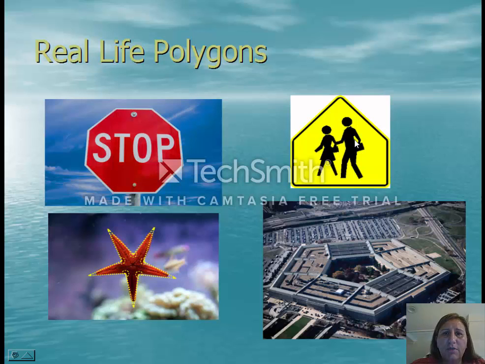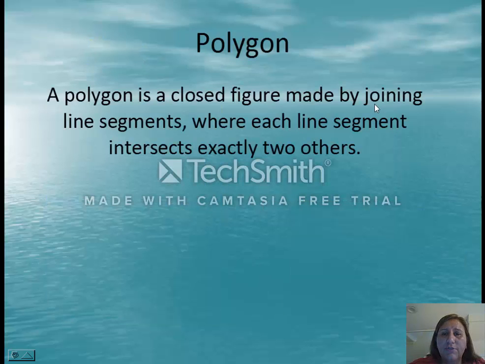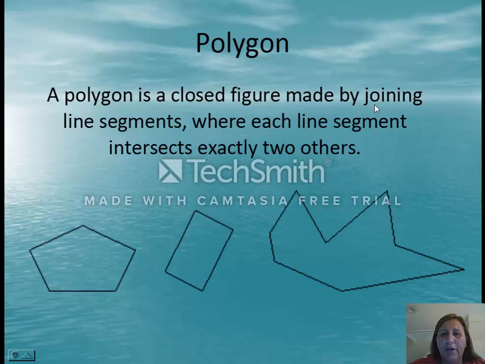They're present in geometry, they are present in construction, they are present in nature, as well as in our streets. Let's define a polygon first. A polygon is a closed figure made by joining line segments where each line segment intersects exactly two others. What this means is that this line segment intersects this line and this line as well.